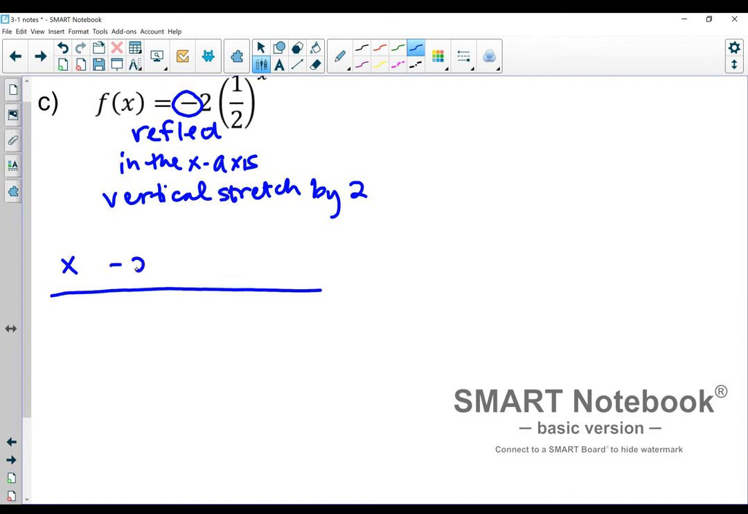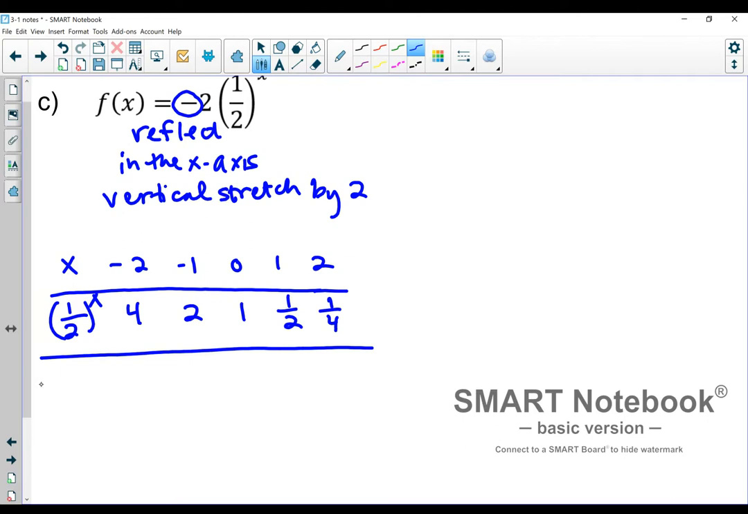So first I'm going to list down my normal x values that I had on the other page for my table, and I'm going to look at just 1/2 raised to the x power, which I already did. So I know this was 4, 2, 1, 1/2, and 1/4. And now I want to look at if I took all those numbers and I multiplied them by -2. So I'm kind of doing a three-way table, where first I did my normal function. Now I'm taking all my y values and multiplying them by -2.